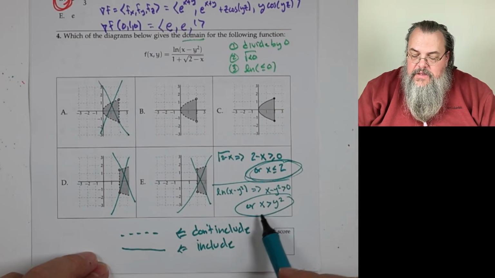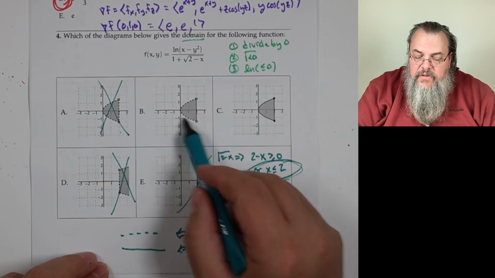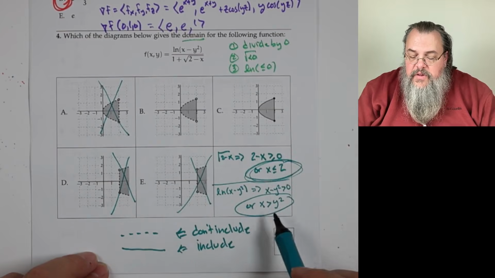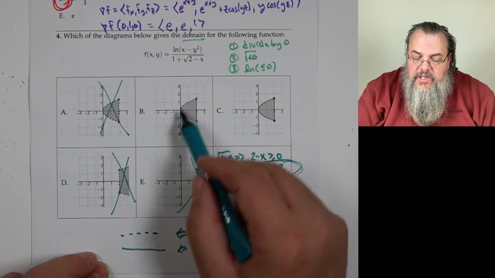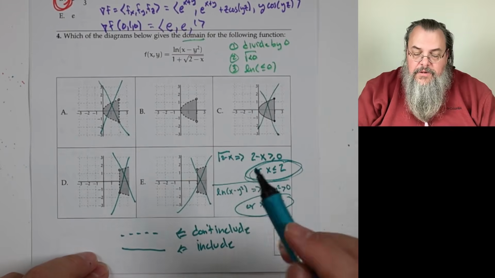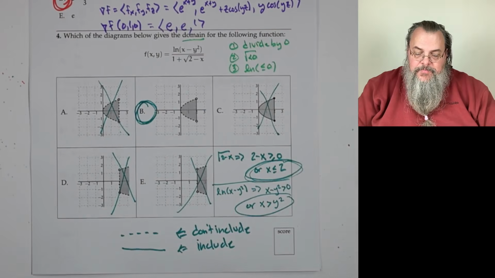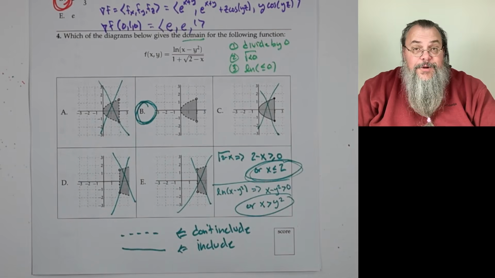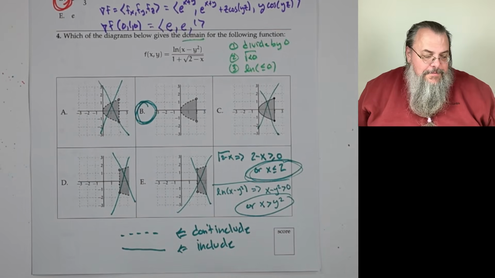Now, this x greater than y squared, that's a parabola turned on its side. So it's this piece here. But notice it's x strictly greater than y squared. So that curve should be a dashed line, not a solid line. So C is out. Meaning, the answer is B. And there we go. What a lovely picture.